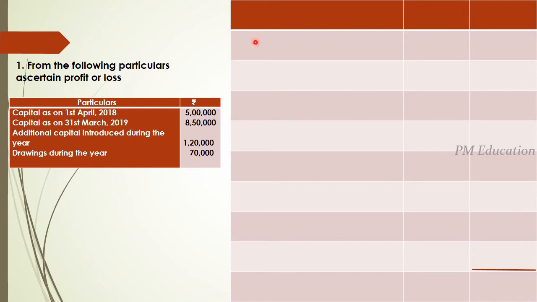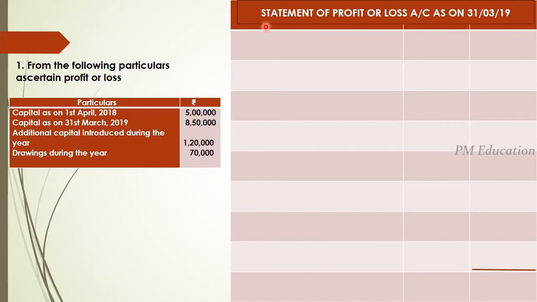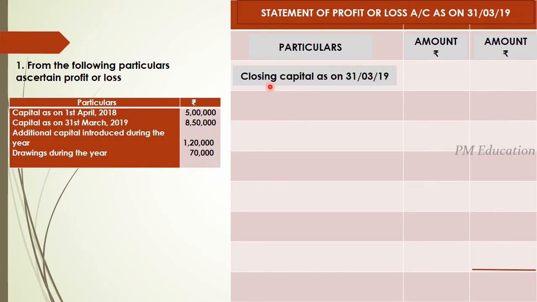Now we are going to prepare the statement of profit or loss account as on 31/3/2019. Particulars, amount in the inner column, amount in the outer column. As I said, we are going to use only the outer column for this profit or loss statement. Now the first item in this statement is closing capital. Amount is 8,50,000. Here it is given. Closing capital is 8,50,000 that we have written here.